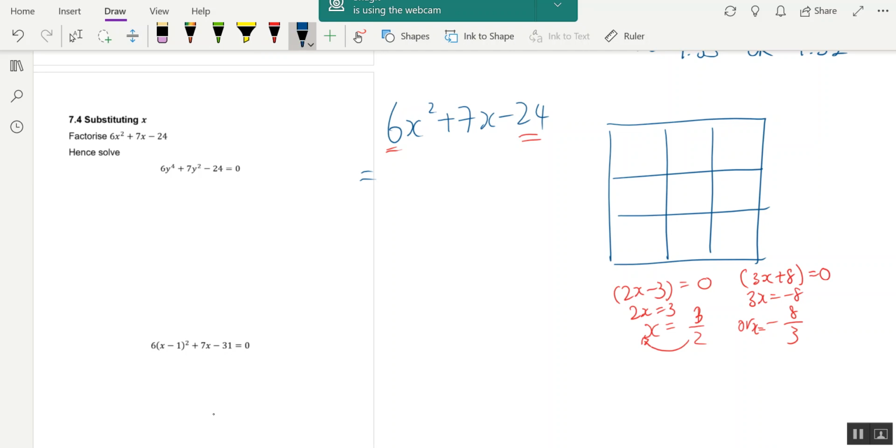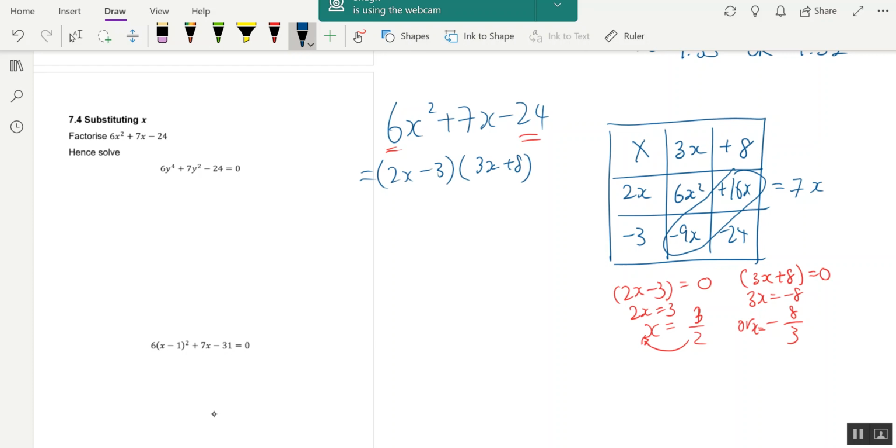So I already know that the components are 3x plus 8 and 2x minus 3. Multiply together, 6x squared minus 9x plus 16x minus 24, and your check is correct. It equals 7x. So use your calculator for confusing questions like this, so that you will save a lot of time.